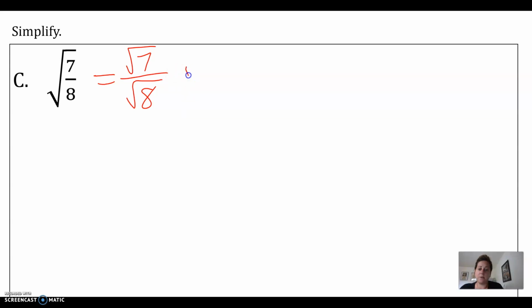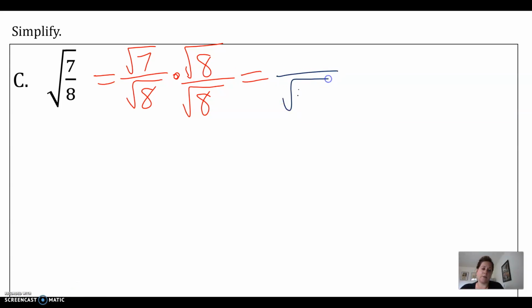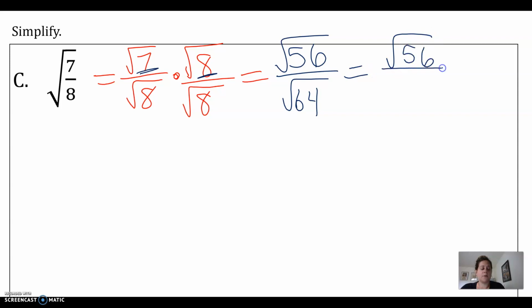So like we've been doing, we're going to choose this appropriate value of 1, which coincidentally is the radical of 8 over the radical of 8. And the bottom will get the radical of 64. This 7 and this 8 are both inside the radical, so I believe you would get 56. And radical 56 over 8, I believe.